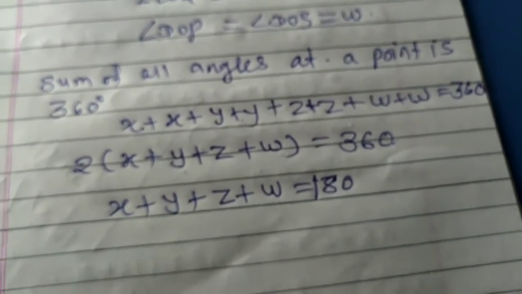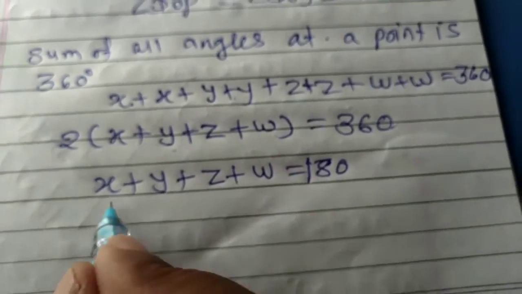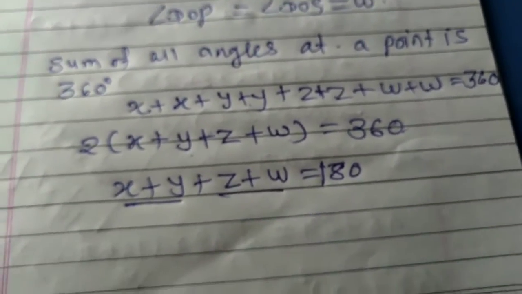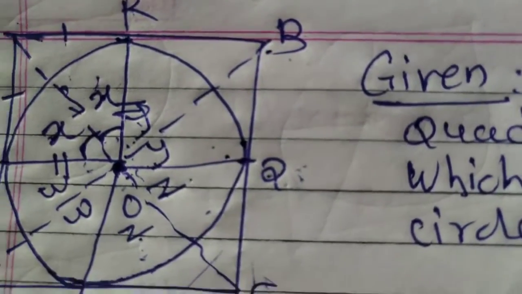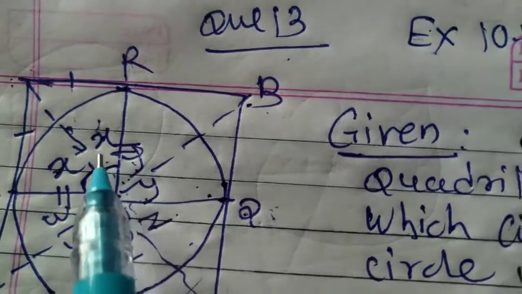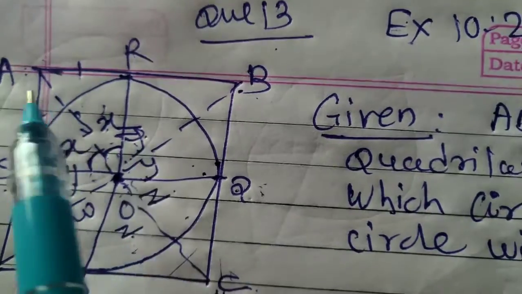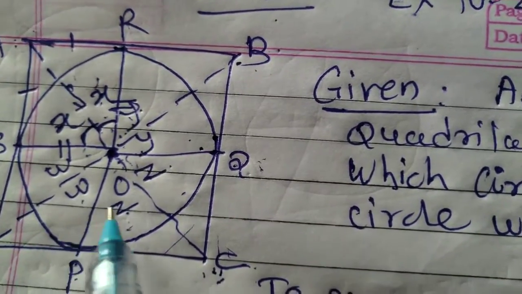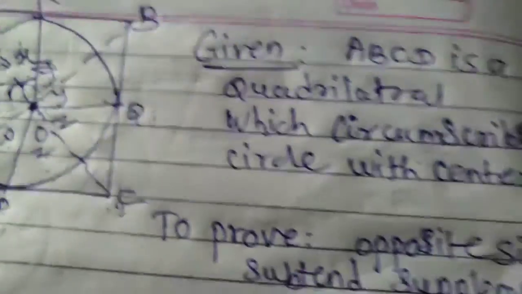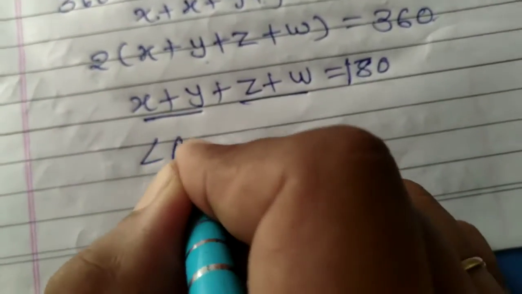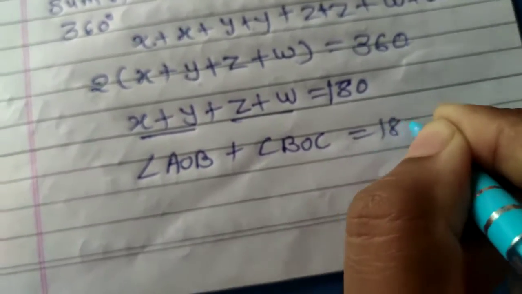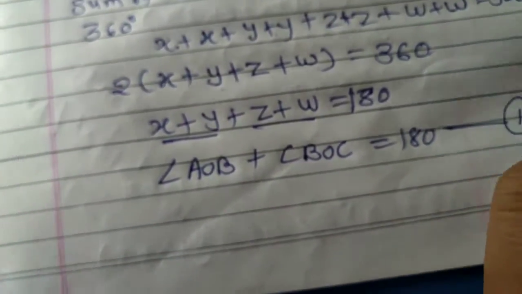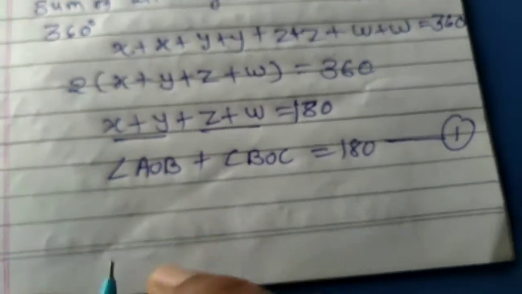Now if we make the pair of X plus Y and W plus Z, then from the figure, X plus Y means angle AOB, and W plus Z means angle DOC. Means angle AOB plus angle DOC equals 180, means both the angles are supplementary. We have proved the first part.